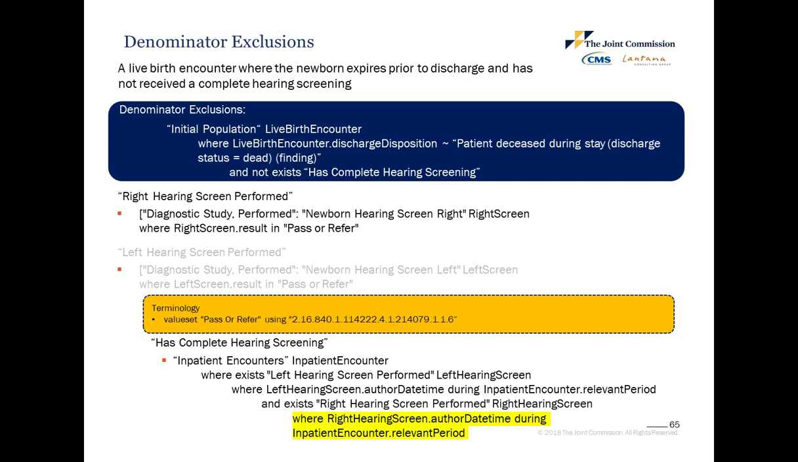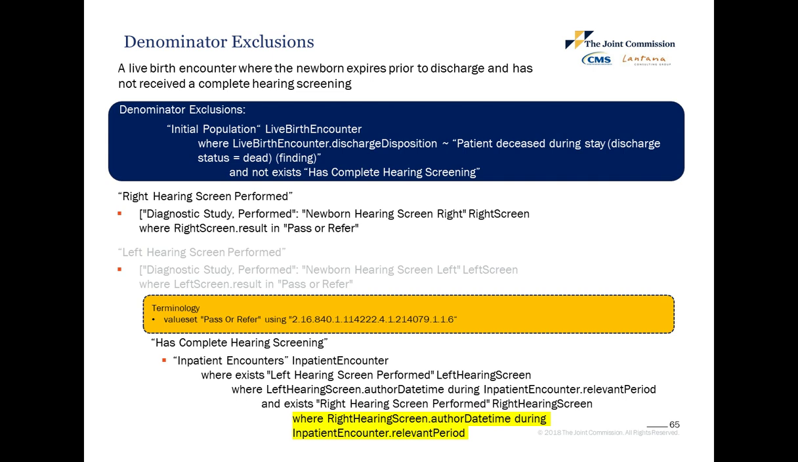On line 65, we'll take a look at the right hearing screen performed. And the right hearing screen performed definition is built just like the left hearing screen performed definition and looks for a result within the pass or refer value set and author date time during the inpatient encounter relevant period. Note the use of the and exists operators here. That means that both the left and right hearing screens must be performed with a result of either pass or refer to meet the has complete hearing screening criteria.